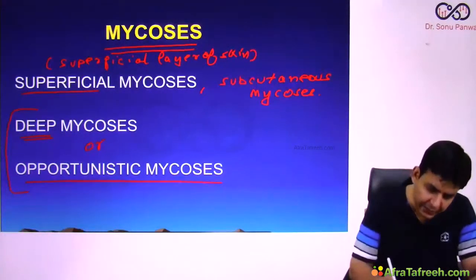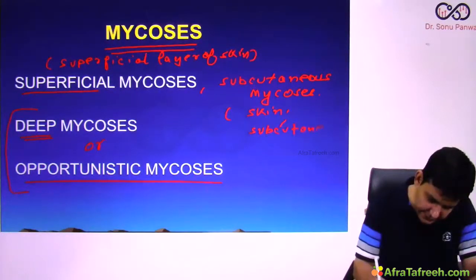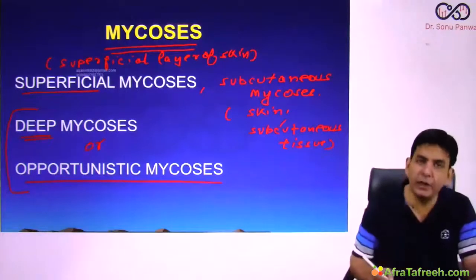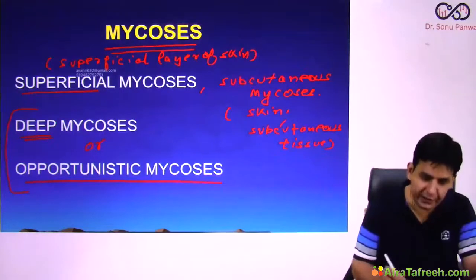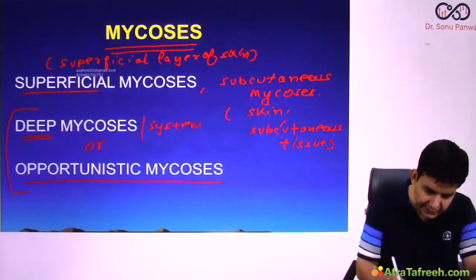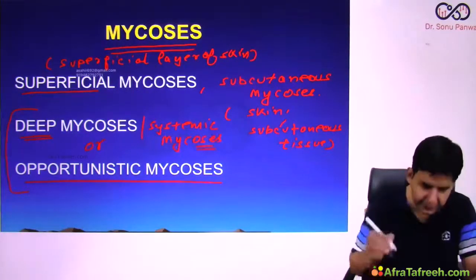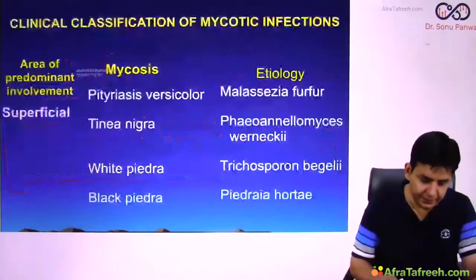Whereas in the subcutaneous one, it is the skin and the subcutaneous tissue that are involved in subcutaneous mycosis. Whereas deep or opportunistic mycosis, another name for this is systemic mycosis. Okay, so now we'll take the examples of them.